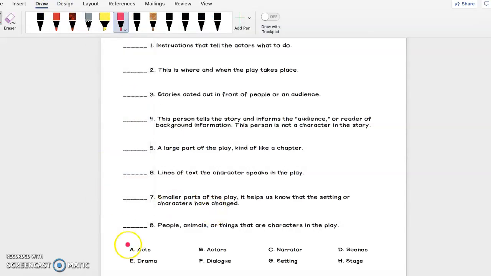All right, so we have acts, actors, narrator. We know what a narrator is. Scenes, drama, dialogue. We know what dialogue is. Setting and stage. That should actually say stage directions. So if you have a little pen, I want you to write stage directions. Okay? Try your best.